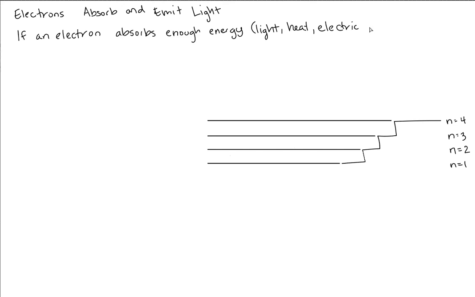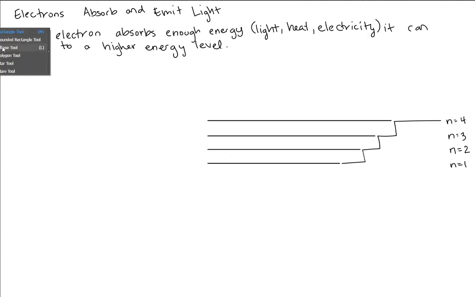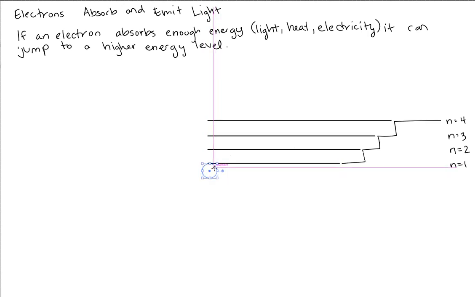Whoops, let me actually write electricity, right? So if an electron absorbs enough energy, it can jump to a higher energy level. So let's look at our simplest example that we can do. Let's do an example of hydrogen, because hydrogen is our simple atom. It just has one little electron, right? And so this will be a good one for us to start with.